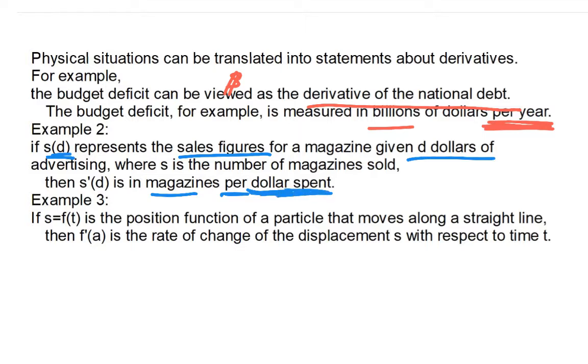I'm hoping maybe you're starting to see a little pattern here. Let's look at one more. Example 3 is that S is equal to the function f of t. It's a position function of a particle that moves along a straight line, so its position at time t. And then the derivative, f prime of a, is the rate of change of the displacement with respect to time. So it's change in distance over change in time. So hopefully you're seeing a pattern here, and you can tell me what pattern you're seeing.